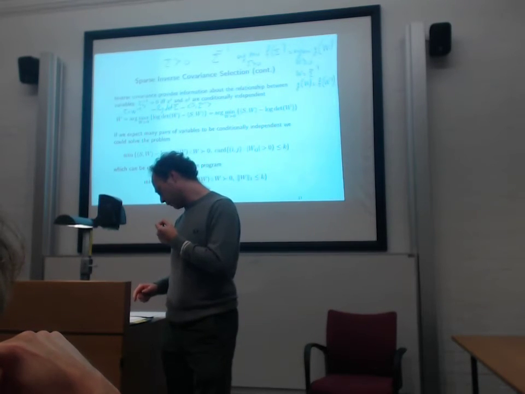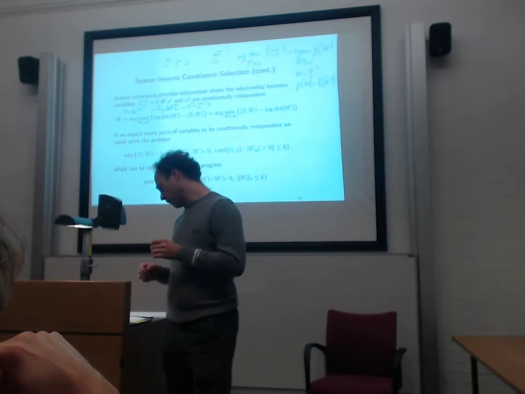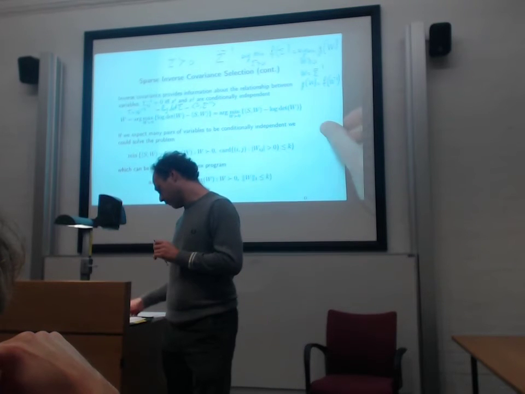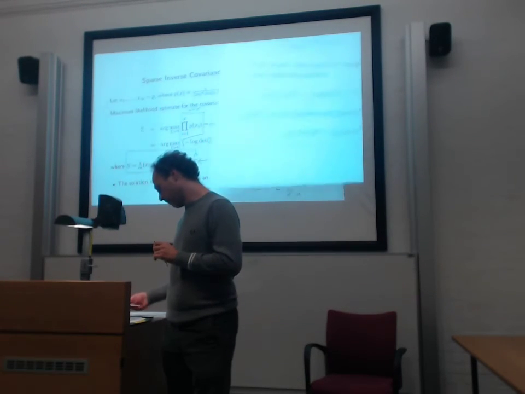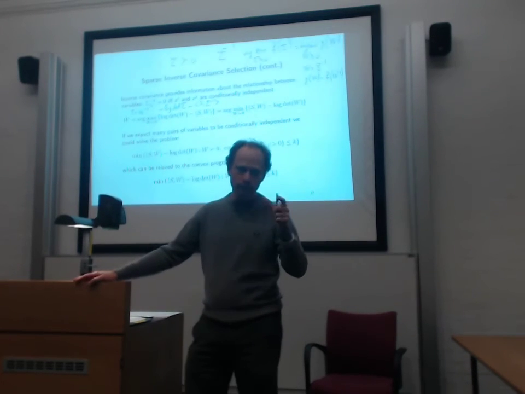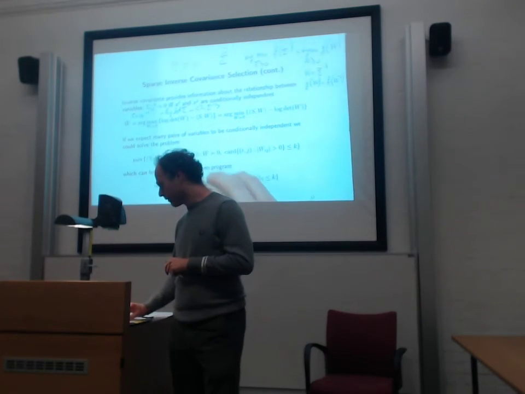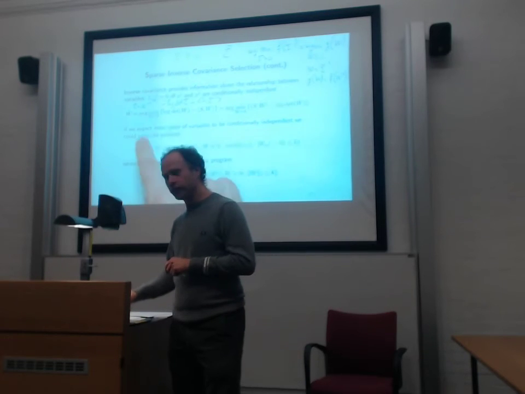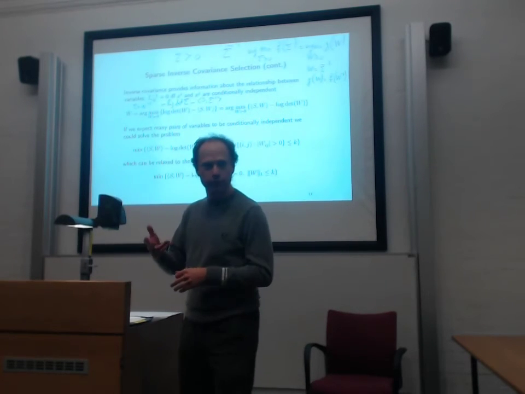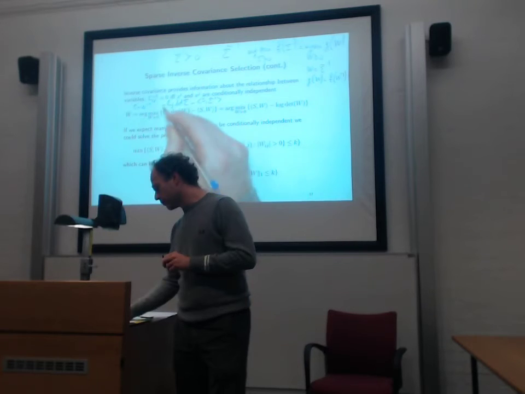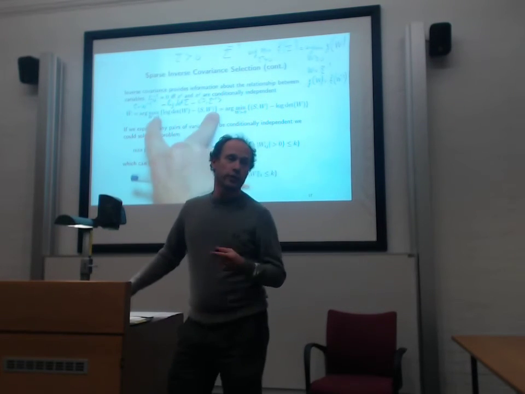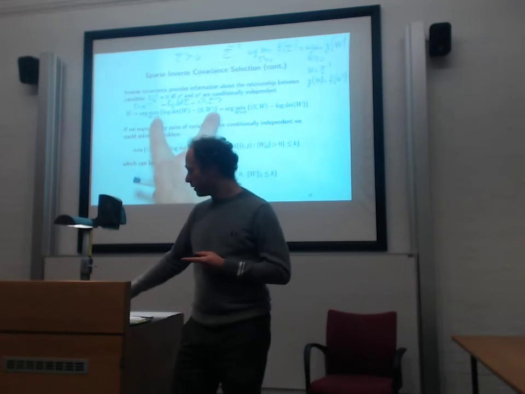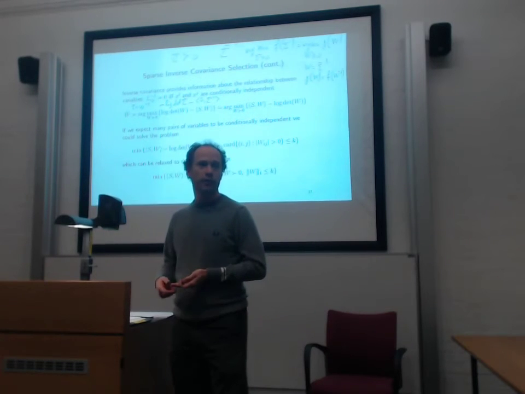And then you use the fact that the determinant of the inverse is one over the determinant. So the log determinant of sigma is minus the log determinant of w, and then you get this minus sign. So the problem is equivalent to this. But now I introduce my additional constraint. The constraint is that the inverse covariance, which is w, is sparse.